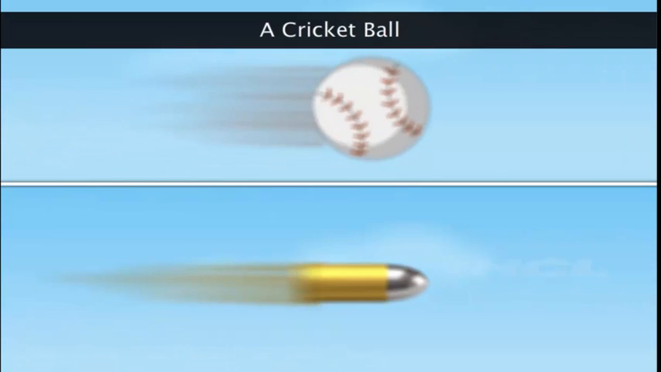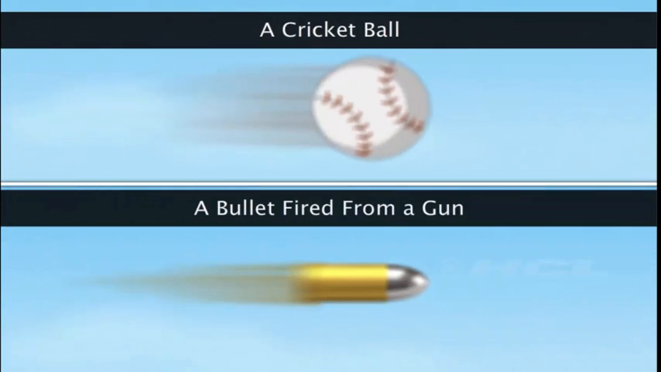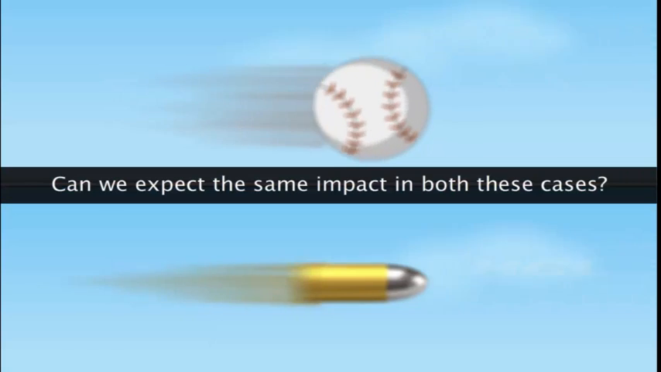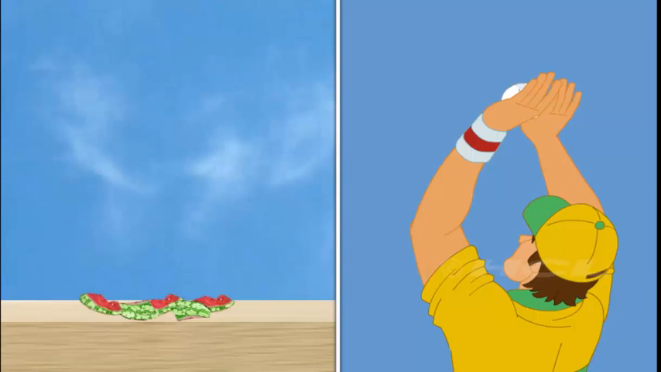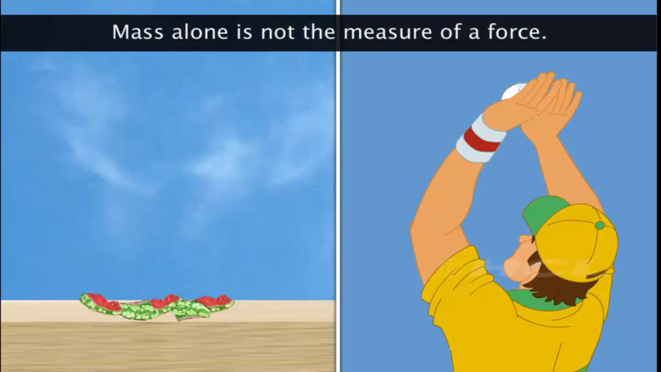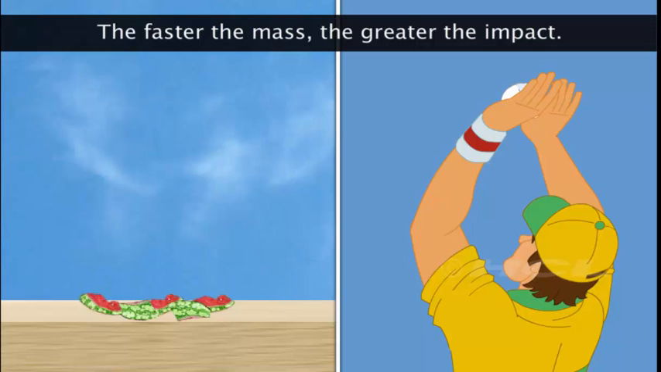Let's compare a flying cricket ball and a bullet fired from a gun. Can we expect the same impact in both these cases? No. Though the bullet is smaller than the cricket ball, its speed will kill a person when it is fired from the gun. But the cricket ball does not hurt so much. What do you infer? The mass alone does not give us an idea of the magnitude of force required. Speed is also necessary to explain the force.